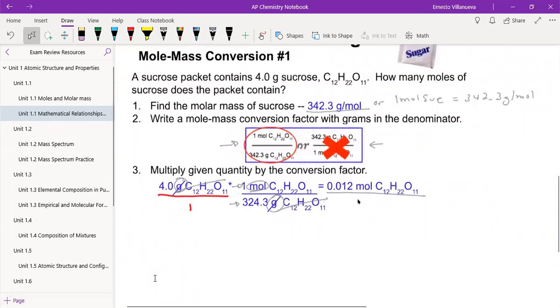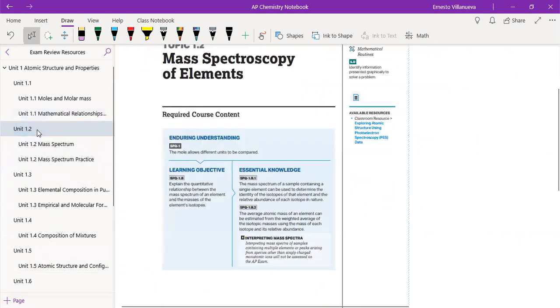That was unit 1.1. Pretty simple. Most of this should be review. It should be pretty easy, all right? Now, here's something that we're going to talk about, which is mass spectroscopy. I haven't gone over this in class, but it's basically taking all the stuff I have gone over in class, all the stuff that I've already taught you, and just applying it in a slightly different way.